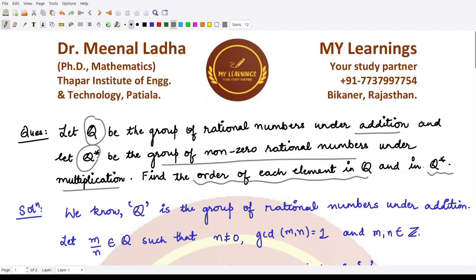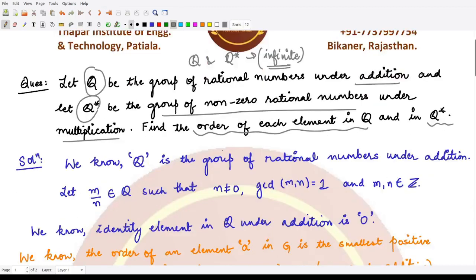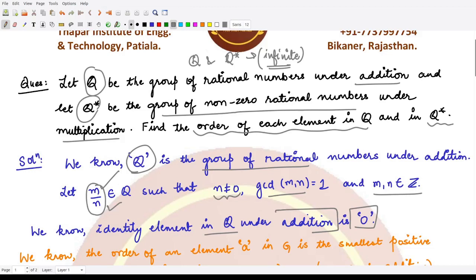Now for calculating the order of each element, you must be knowing that in Q as well as in Q star we have an infinite number of elements present. So how can we find the order of each element? Let's see how we can do that. If you remember the definition of this group, which elements would be present here? We have elements which are rational numbers where the denominator is non-zero, the GCD of the numerator with the denominator is 1, and they are both taken from the set of integers. And the identity element in this group is 0 because our group operation is addition.